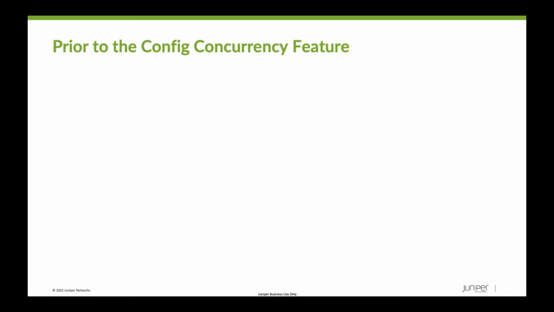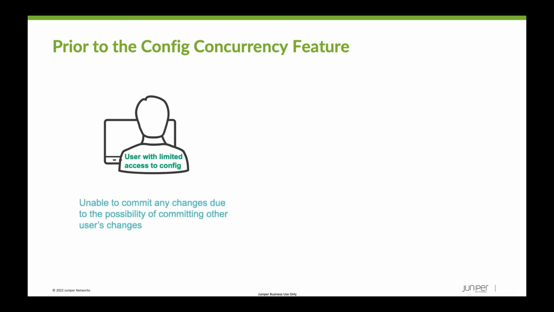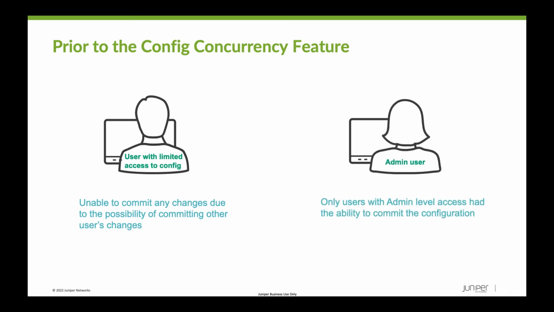Prior to the config concurrency feature, if you were a user that only had access to a limited subset of the configuration, we did not allow you to commit any changes because there was a chance that you could commit changes that someone else had made, changes that you did not know about and did not have access to. This means that we would only let the admin user commit changes, and it would be the admin's responsibility to commit any changes that were made by users with limited access.